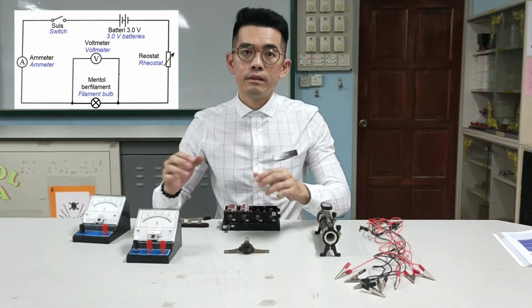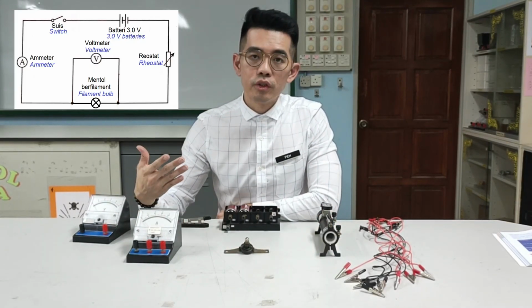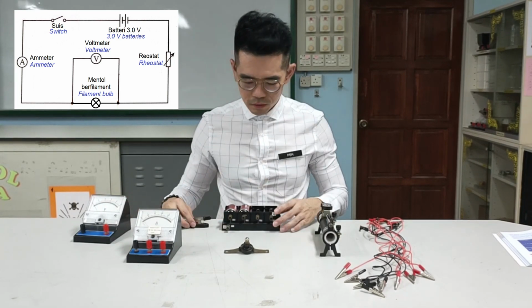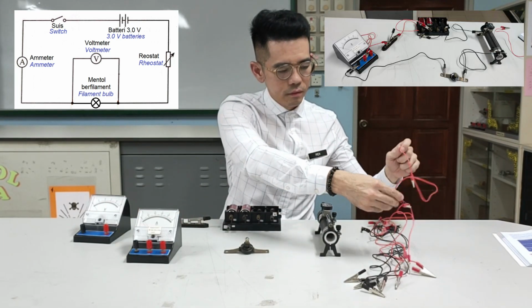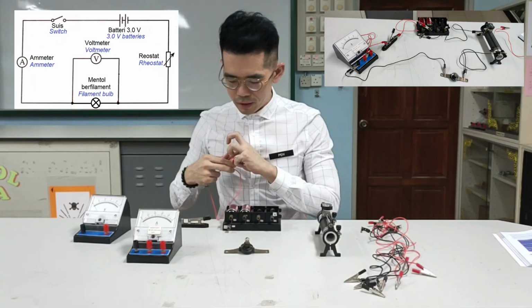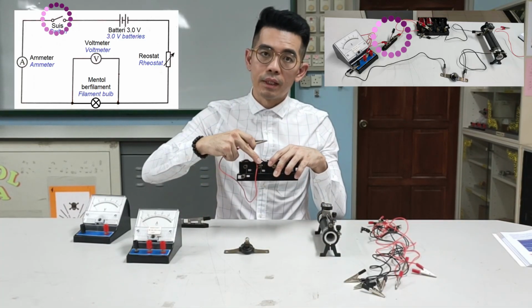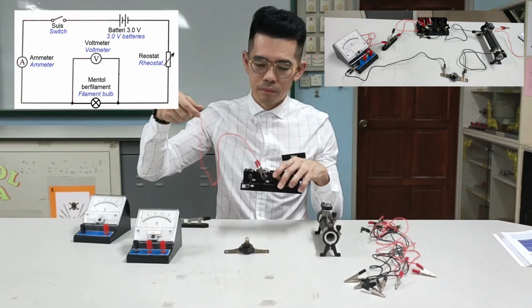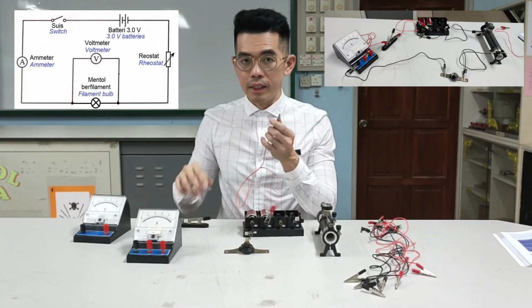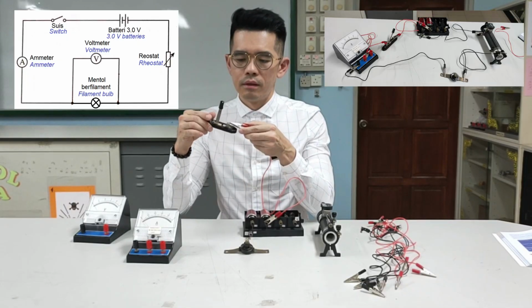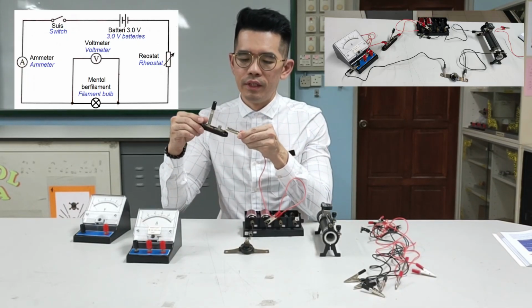So firstly, your arrangement will be a series circuit without a voltmeter. So connect the positive terminal of the battery at the second button at the top. Then another side, connect to one of the terminals of the switch.